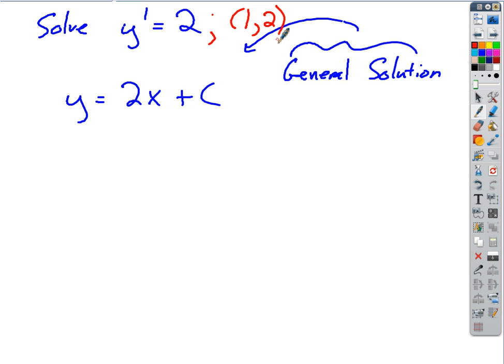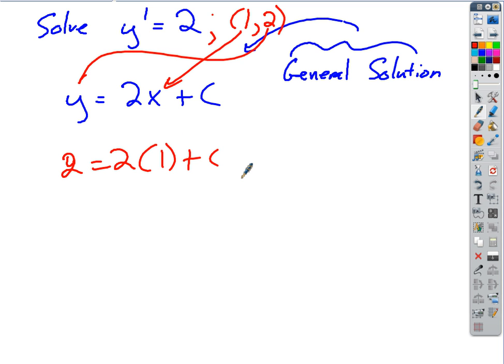So if I'm told that the solution has to pass through that particular point, plug the point in and solve for c. We can plug in those values of x and y, and that's going to constrain it to exactly one answer that's going to work. So if I plug the 1 in for x and the 2 in for y, I get 2 equals 2 times 1 plus c, so what's c? 0. So c equals 0, and we get the answer, y equals 2x.